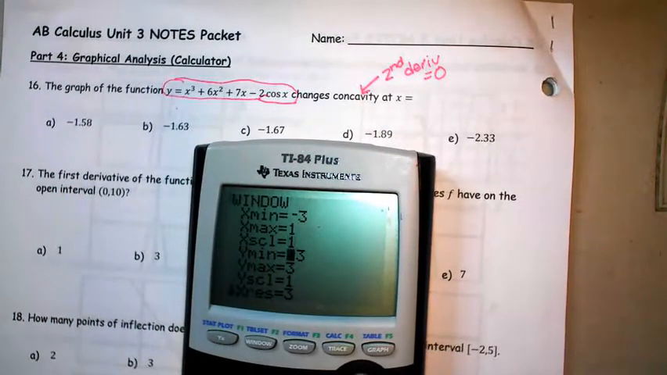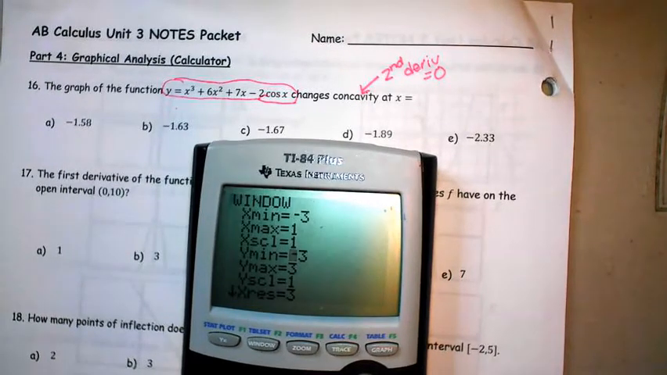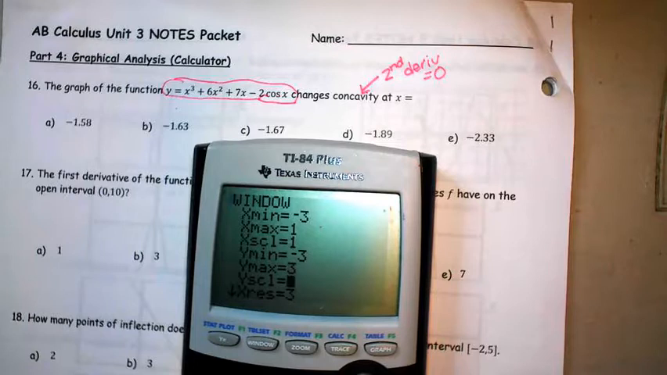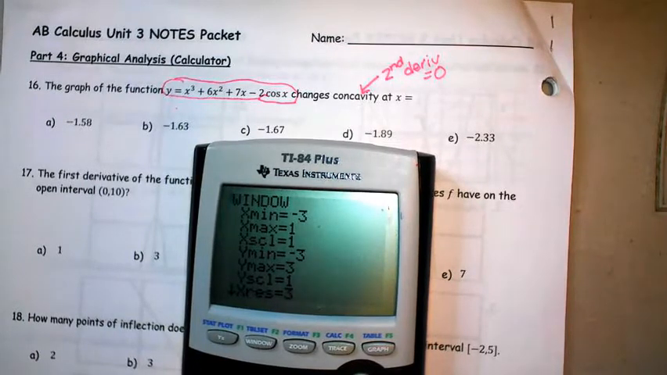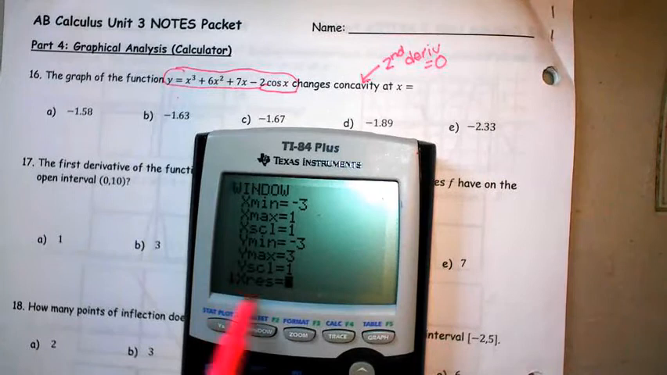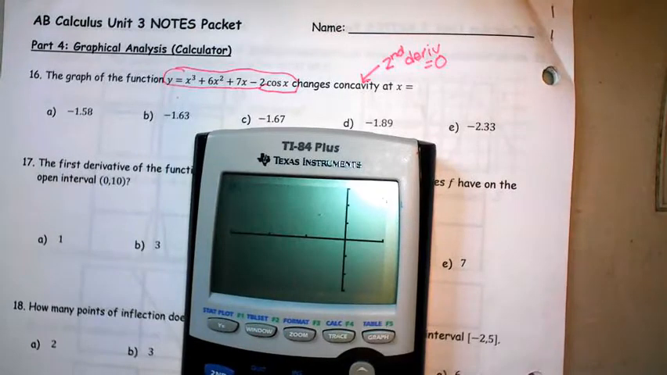My y values don't really matter. Sometimes we like to zoom in on that on the x-axis. So right now mine are negative 3 to 3. And just a reminder, whenever you're graphing derivatives in general, your calculator moves a little bit slower. So to speed it up, down here at the bottom where it says xres, I like to bump that up to 3, so it graphs a little bit faster. So I'm going to hit graph.